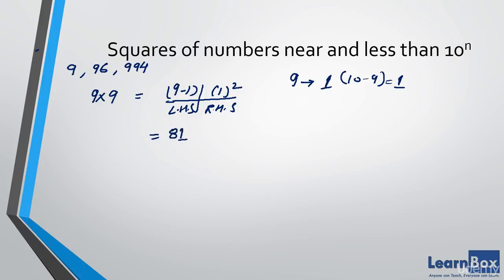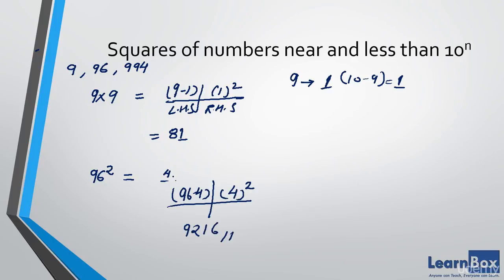Let's just go through this once again. What we'll do is we'll find out the answer in two parts, LHS and RHS. The RHS part would be the square of the deficit from the base, and the LHS part would be number minus the deficit. Let's take one more example, 96 square. So here the deficit is 4, so the RHS part would be 4 square, and the LHS part would be 96 minus 4. So this becomes 9216. This is our answer.